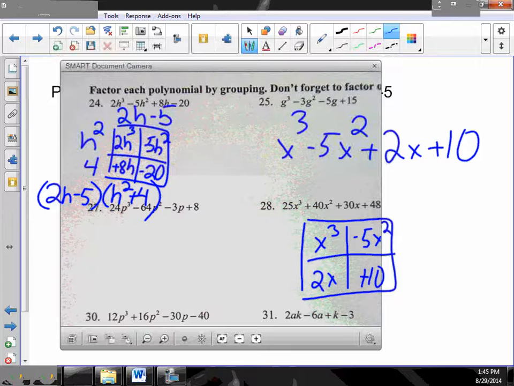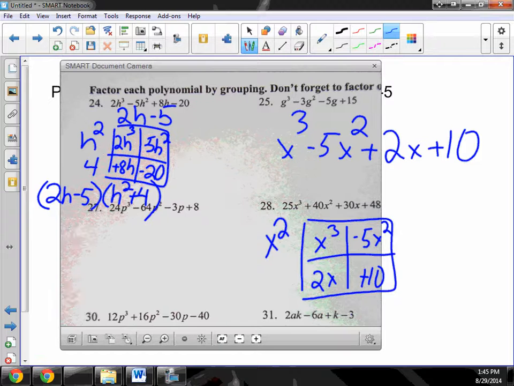So you don't need to write this down, just watch. These share an x squared. If I pull out an x squared, I'm left with an x. If I pull out an x squared, I'm left with a negative 5. If I pull out an x, I'm left with a 2.